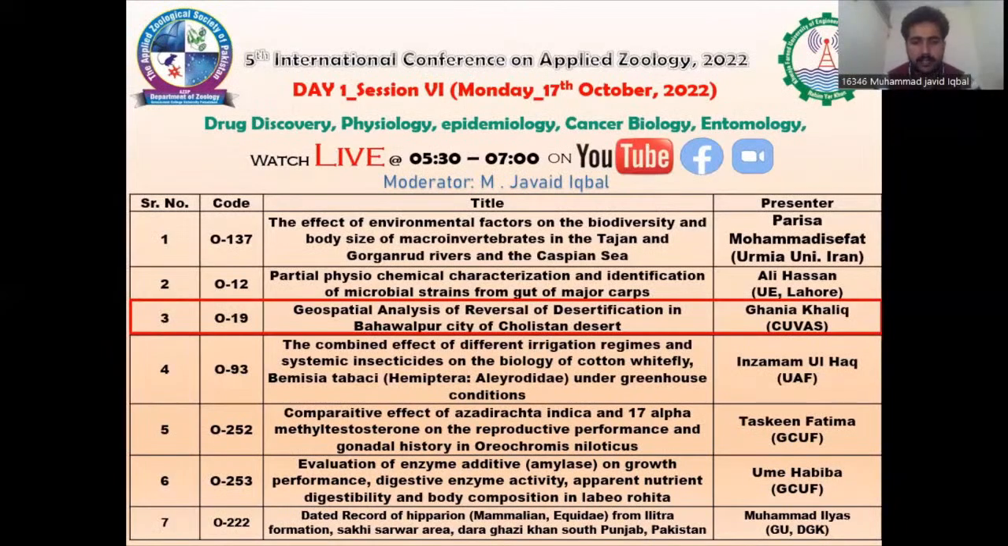Thank you, Ms. Ghania Kalik. That was an excellent and informative presentation. Now our next presenter is from the University of Agriculture, Faisalabad, Mr. Inzamamul Haq. He will present his research work titled The Combined Effect of Different Irrigation Regimes and Systemic Insecticide on the Biology of Cotton Whitefly, Bemisia tabaci, Hemiptera, under greenhouse conditions. Please, Mr. Inzamamul Haq.